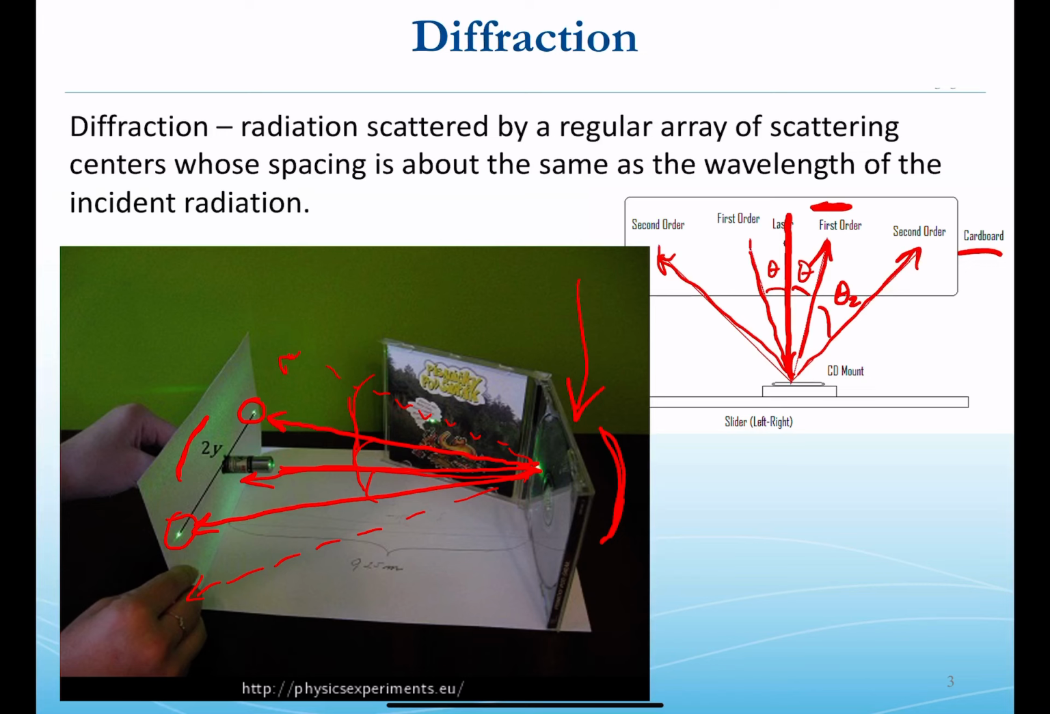Okay, so just to formalize this, diffraction is radiation scattered by a regular array of scattering centers whose spacing is about the same as the wavelength of the incident radiation. So if this is green light, approximately 630 nanometers in length, we know, because we are seeing diffraction, that the features on this compact disc must be on the order of the same wavelength. So these should be approximately 600 nanometers in periodicity, because our incident laser has a wavelength of approximately 630 nanometers. Okay, so that's how we interpret that. And not only is the feature about that size, we expect a regular array of those to be able to satisfy the condition for diffraction.